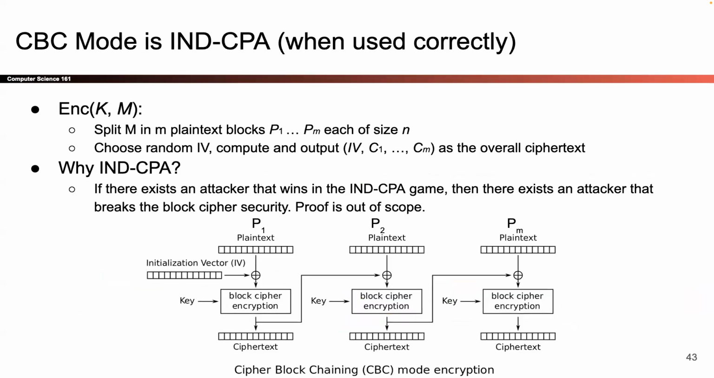Okay. So what we saw is that CBC mode is CPA secure if you use it correctly. So how does it work? We split things up. We choose a random IV, we compute. And again, we haven't really talked about why it's CPA secure, but I will briefly sketch the rough proof, just in case you're curious. It's not something we're going to test you on necessarily. So if you're getting bored, you don't have to totally pay attention to this.